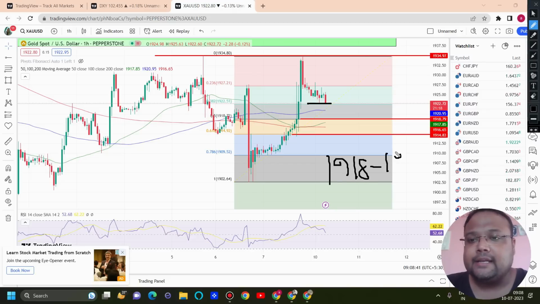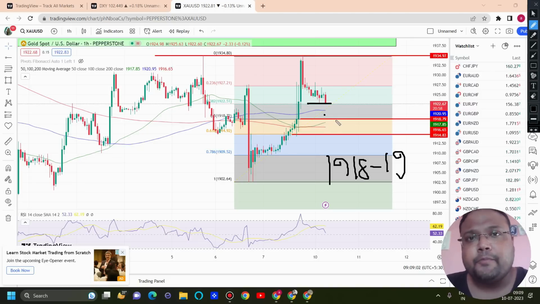So the second level to watch is 1918 to 1919. This is the next support on the chart of gold here. And here also we can expect a profit of 30 pips, because if market comes down to this level, we can at least expect a good bounce here. We have the FIBO 50% retracement level, along with that we will also be having the 50 moving average.